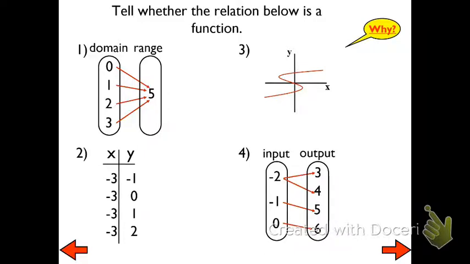Each x only goes to 1 y. It's allowed. So even though they all go to 5, that's okay. Remember that the y value can happen more than once. It's the x value that can't. So number 1 is a function.